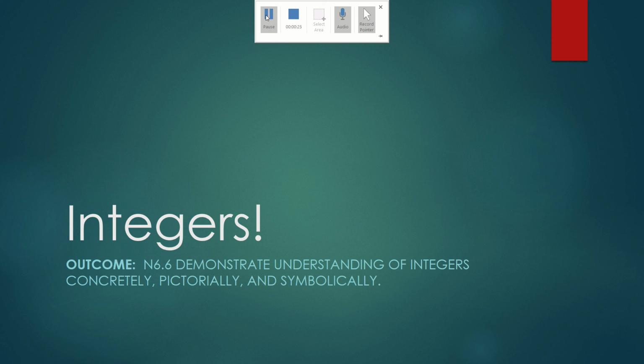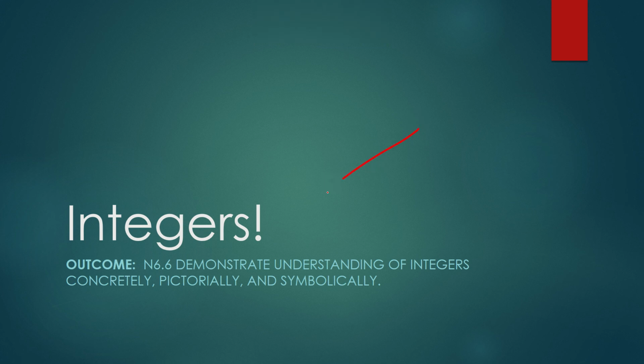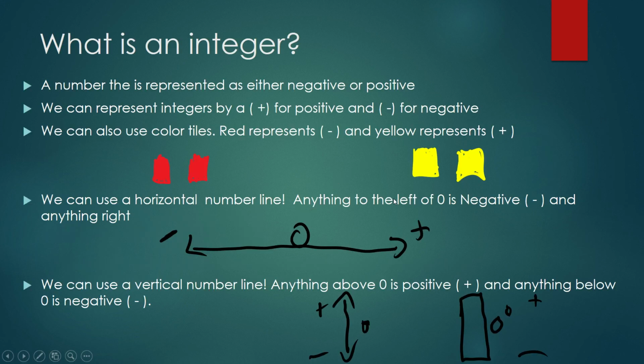But today, what we're going to be doing is introducing our new topic, which is integers. We're going to work on the outcome: demonstrate understanding of integers concretely, pictorially, and symbolically. So, first off, what is an integer? Well, an integer is a number that is represented as either negative or positive. So we write it like this or like this.